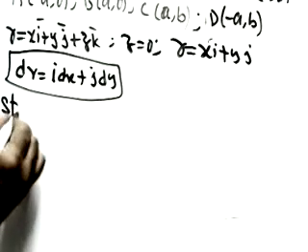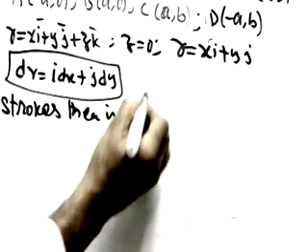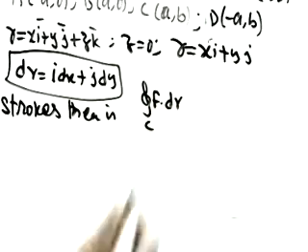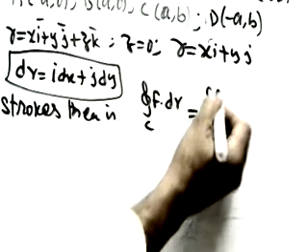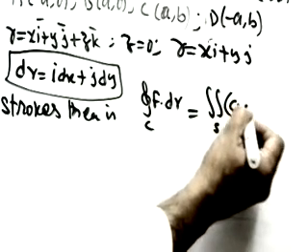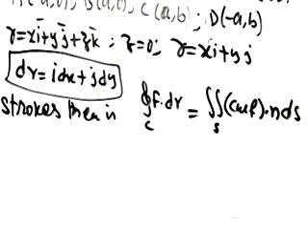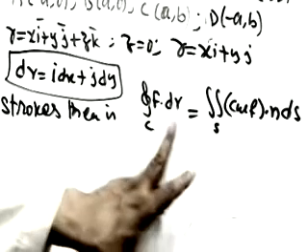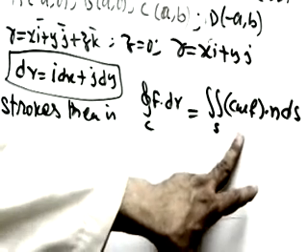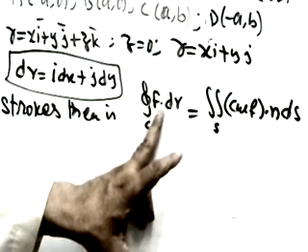Let me first write Stokes' formula. Stokes' theorem is the line integral of F dot dr over C equals the surface integral of curl F dot n dS. Now watch carefully. First let me solve the line integral, then we go for the surface integral.